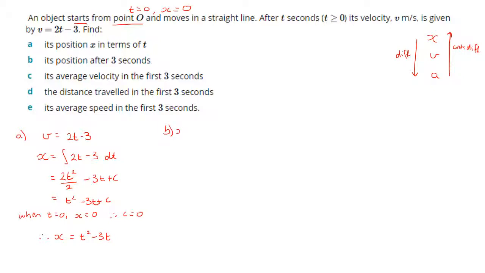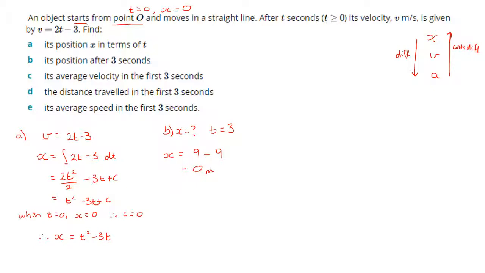So that means we want to find what x is equal to after 3 seconds, when t equals 3. We can substitute it into our equation, which would give us 3 squared is 9, minus 3 times 3 is 9. So that means after 3 seconds, its position is 0 meters. So it must be back where it starts from.